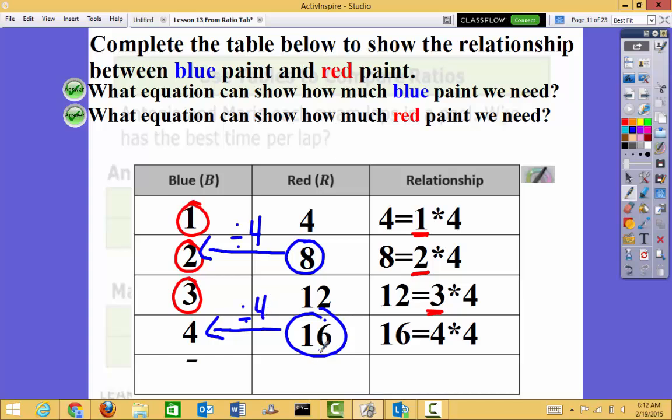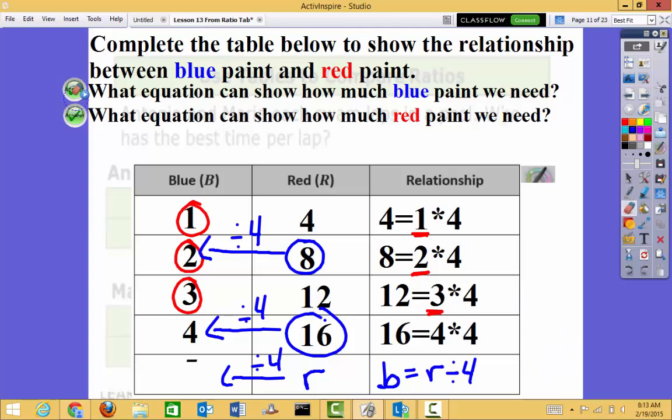So if I know what my red paint is, what am I doing? Well, I'm dividing it by 4. So what that's going to say is this. My blue paint equals what? 1/4 of R, or I can rewrite it like this: R divided by 4. Why is that? Well, remember, if I multiply by a fraction, it's the same thing as if I divide by my denominator and multiply by my numerator. They're both equivalent.